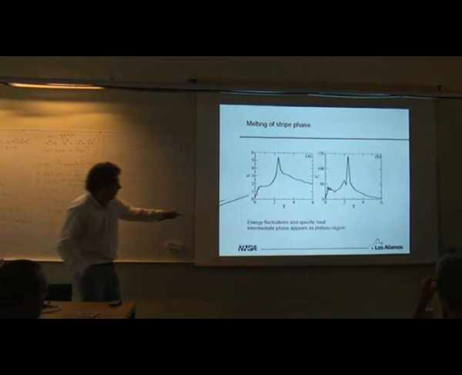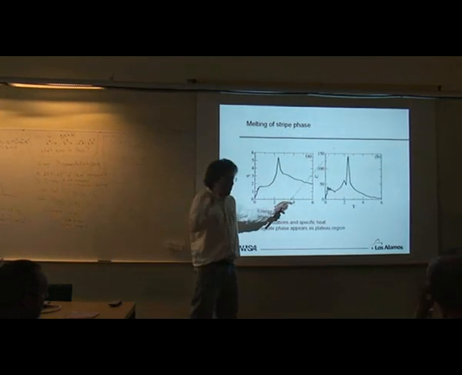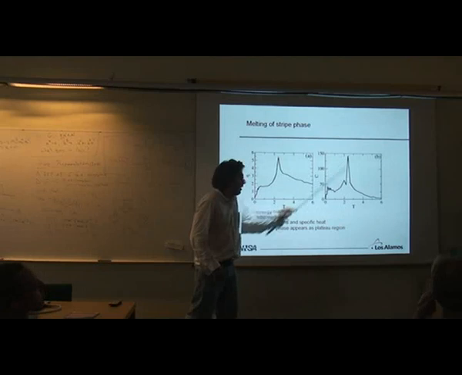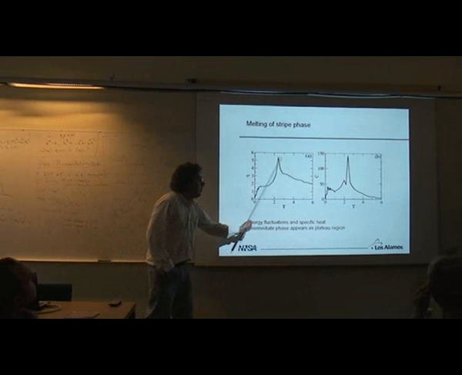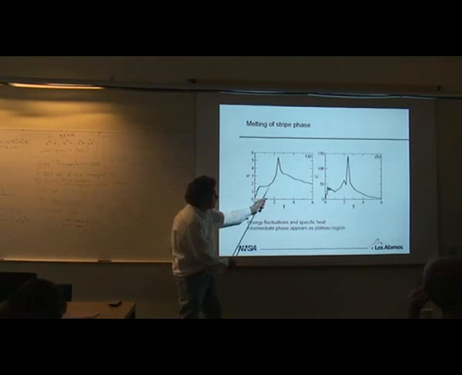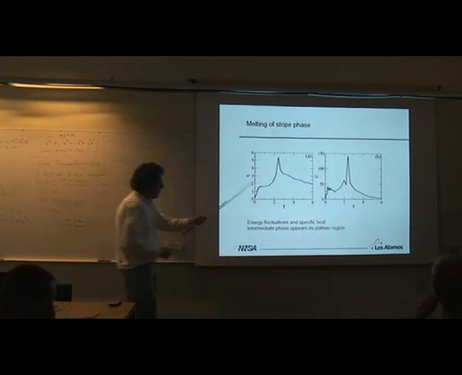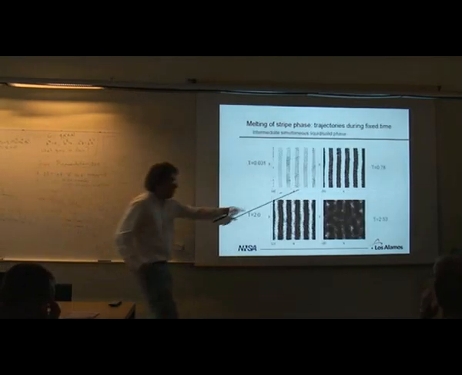And I'll jump over this. If you look at the specific heat of this system, when the stripe structure itself melts, you get this nice fat peak. This is just the fluctuations in energy. So here's again the peak coinciding with the same peak you see in the temperature. And there's some shoulder signature you see here, and that's actually within this phase.